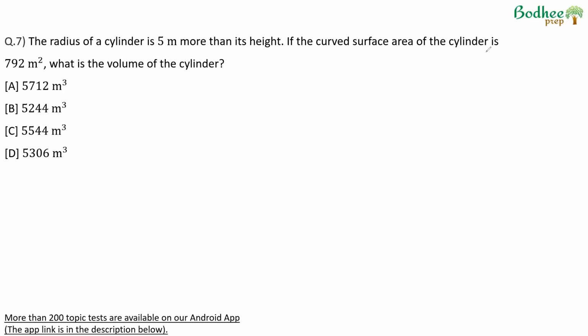The radius of a cylinder is 5 meter more than height. If height is h, radius is h plus 5. If the curved surface of the cylinder is 792, what is the volume of the cylinder? Curved surface area means 2 pi rh. This is given to be 792.